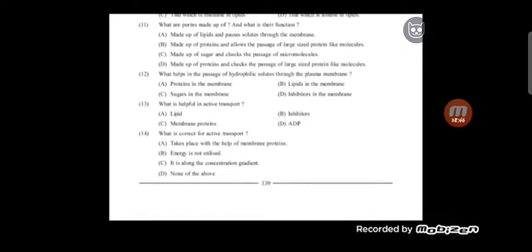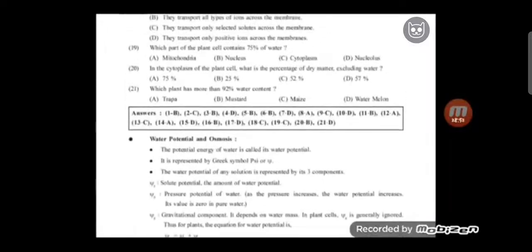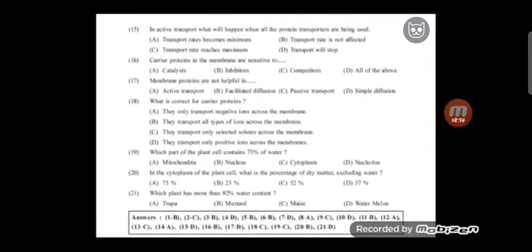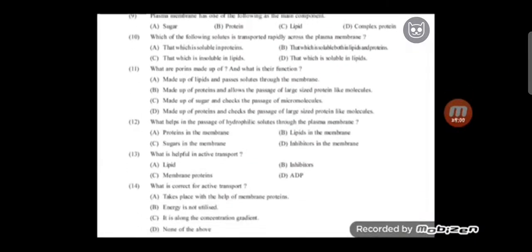Sorry, here for question 14 it is option A. It takes place with the help of membrane protein is the correct statement for active transport, not option C. Sorry.